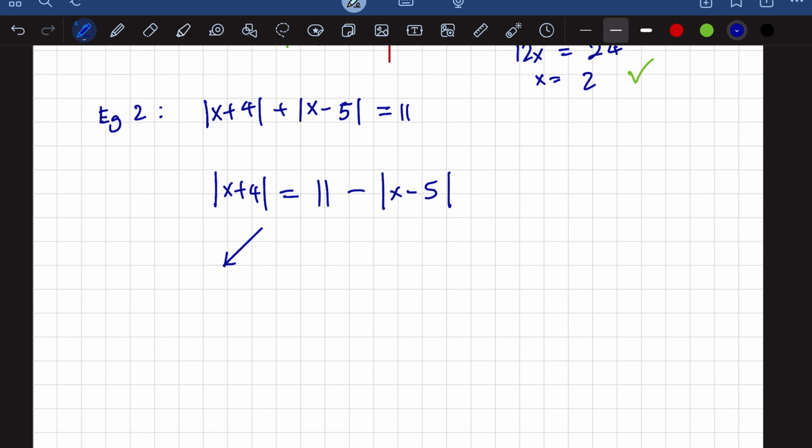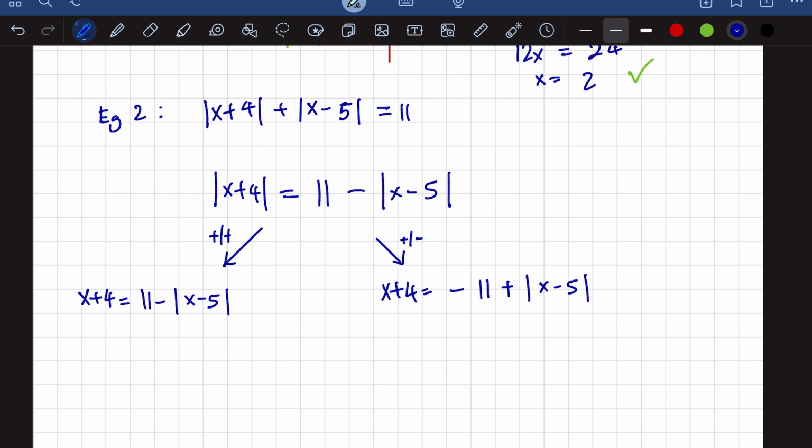So I'm going to have the plus version and the plus minus version here. All right, so the plus version would basically mean x + 4 = 11 - |x - 5|. Essentially nothing changed, just remove the mod on the left side. Now this is the plus version. Now let's do the plus minus version. So this is going to be x + 4 = -11 + |x - 5|. Okay, so this is the minus version.